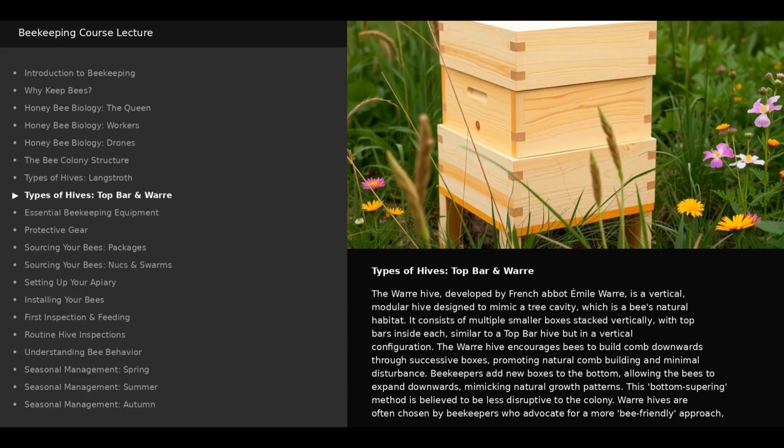and minimal disturbance. Beekeepers add new boxes to the bottom, allowing the bees to expand downwards, mimicking natural growth patterns. This bottom supering method is believed to be less disruptive to the colony. Warré hives are often chosen by beekeepers who advocate for a more bee-friendly approach, focusing on colony health and natural behavior over maximum honey production. Both top bar and Warré hives represent a departure from conventional Langstroth methods, offering unique advantages for specific beekeeping philosophies.